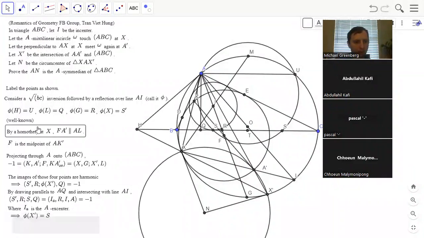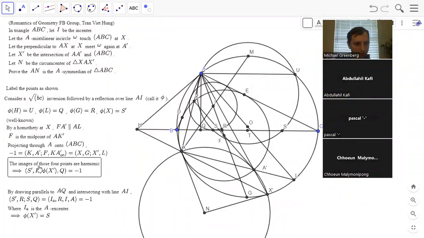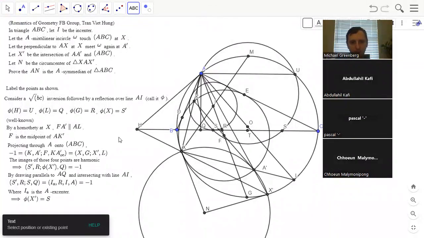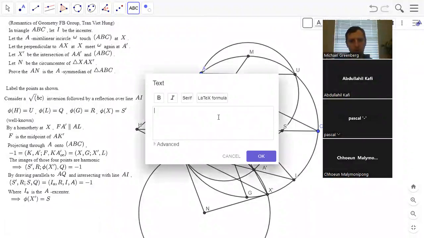And then since AUSS' is cyclic, that means X' and H are collinear. So let's make some room here. So AUSS' is a cyclic isosceles trapezoid. That means that H, X, and X' are collinear. Okay.